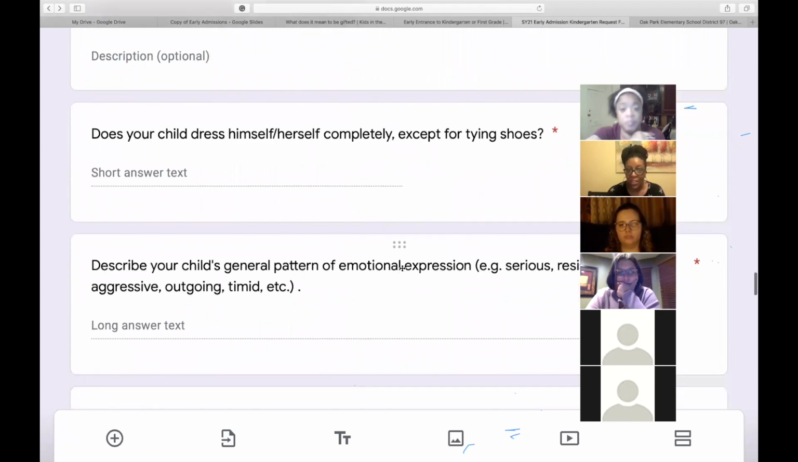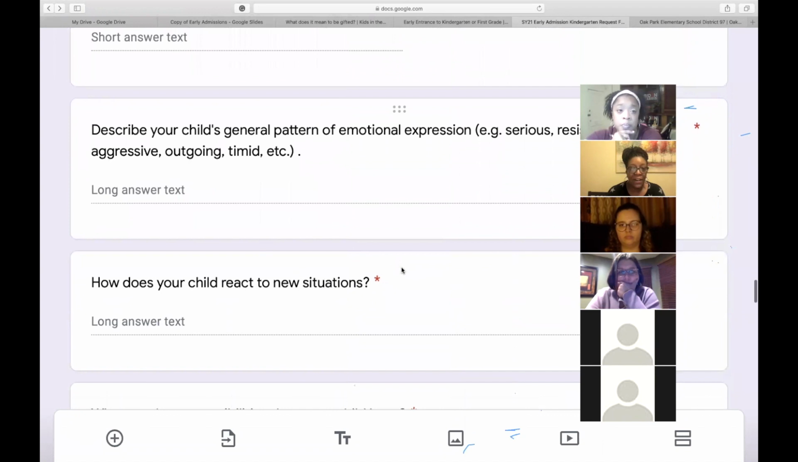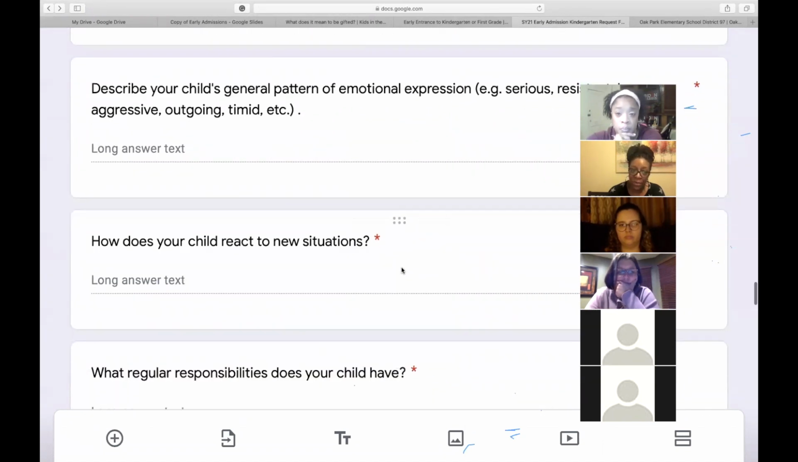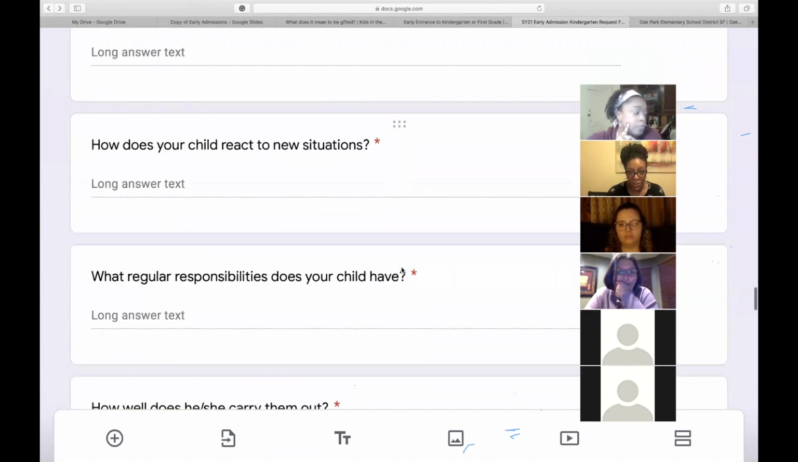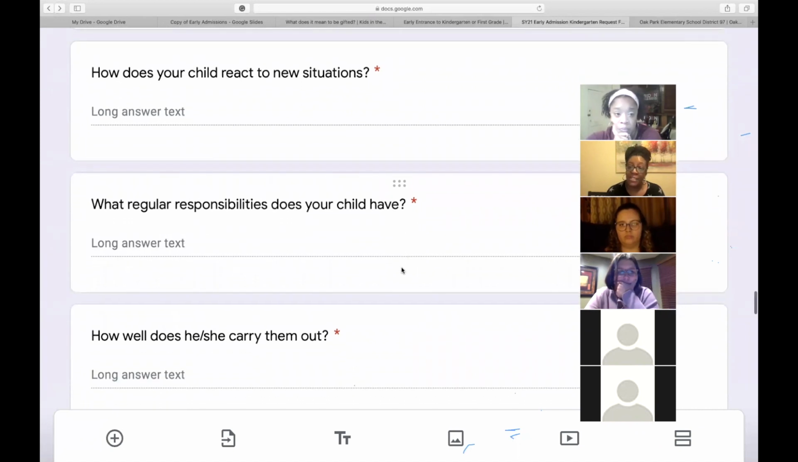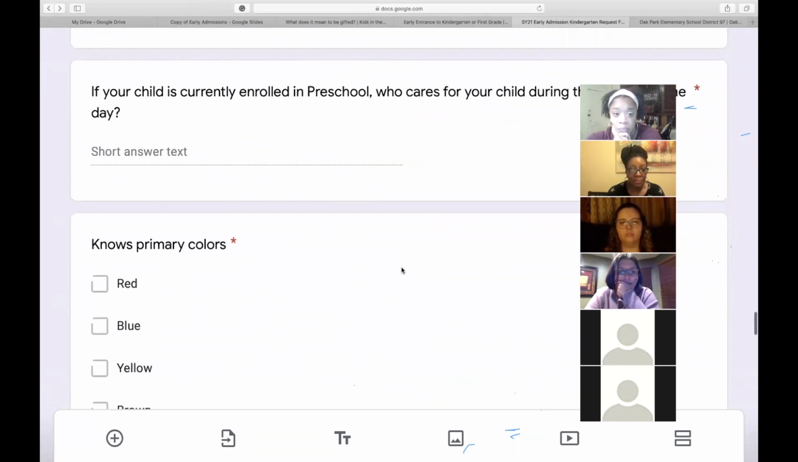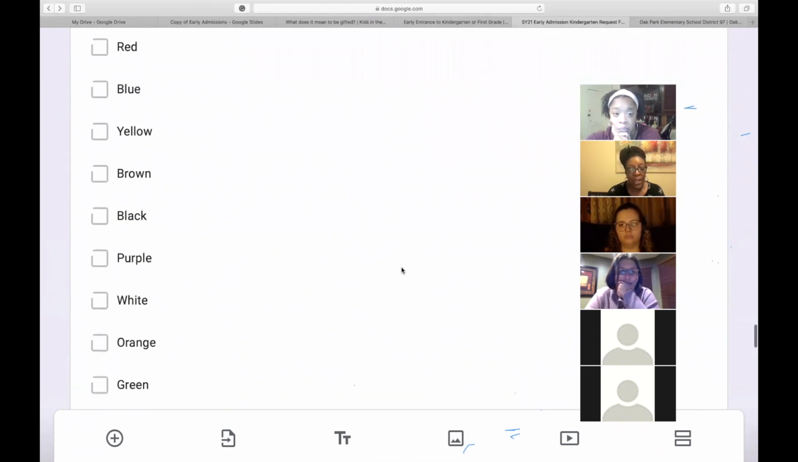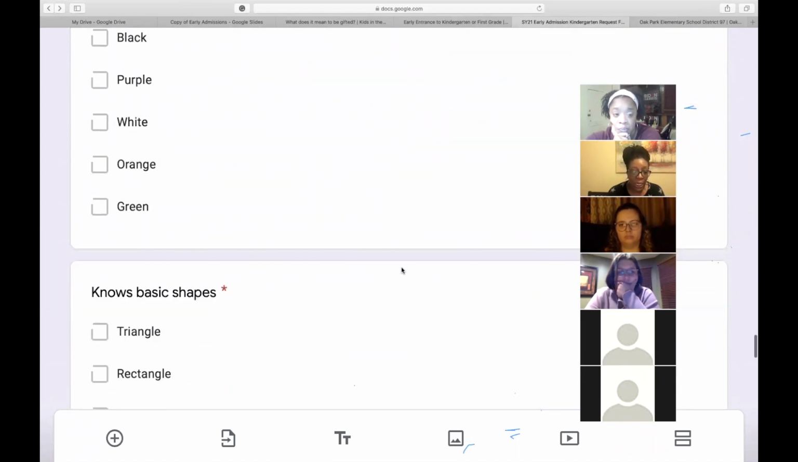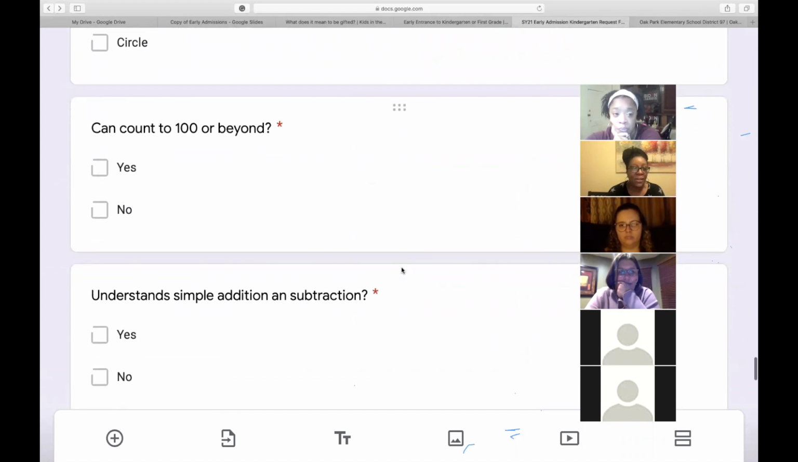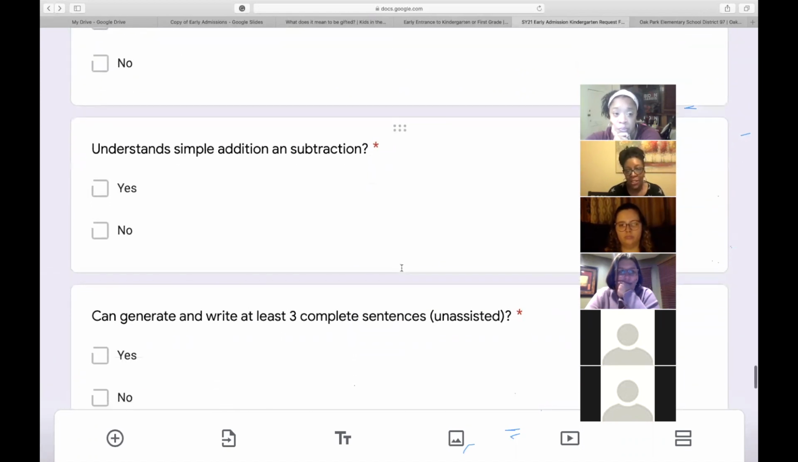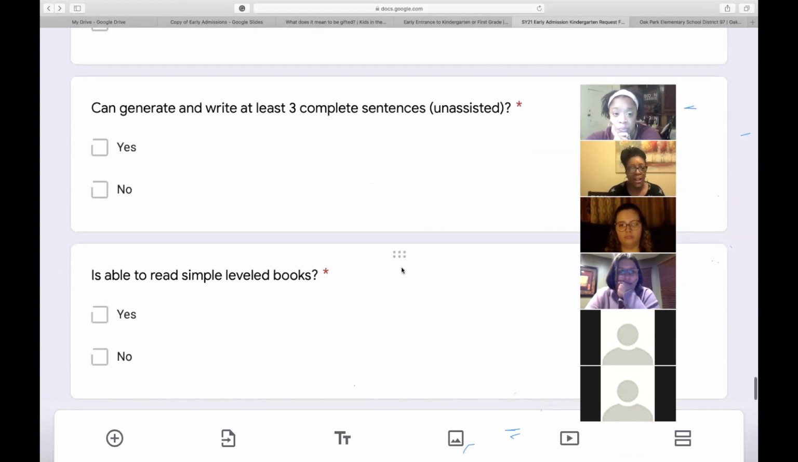So is your child able to address himself or herself? Is there a general pattern of emotional expression, how does the child react to new situations, any responsibilities that they hold, and how well they carry them out. And then some quick basic questions around colors, shapes, can count to 100, simple addition and subtraction. I see a little typo there.